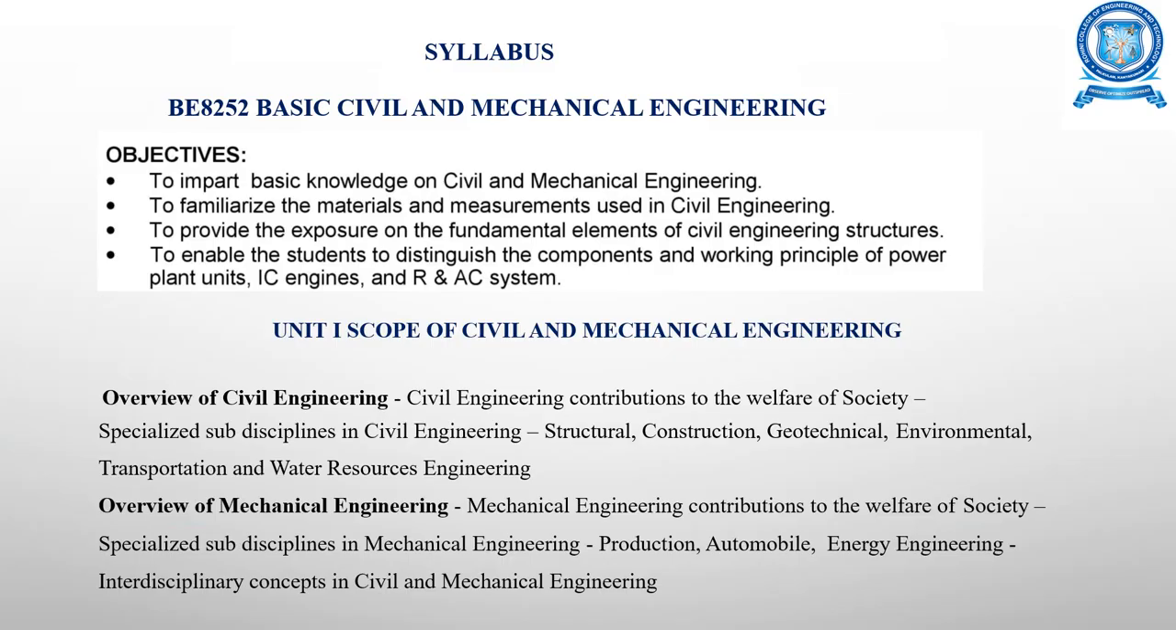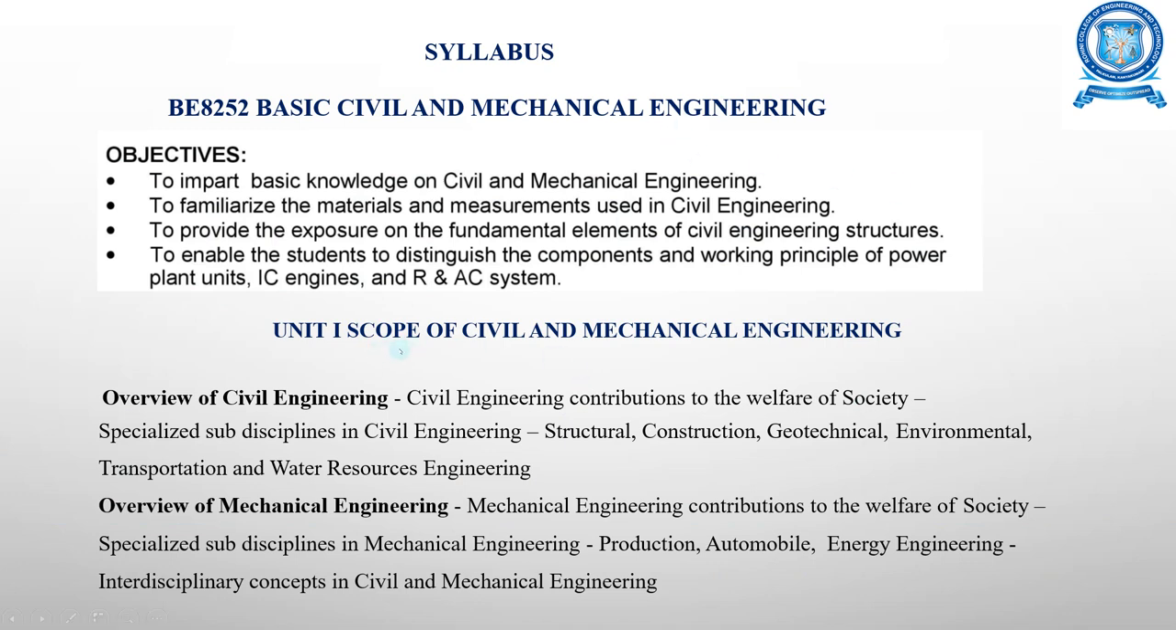So the objectives of studying this basic civil and mechanical engineering course is to impart basic knowledge on civil and mechanical engineering, and to familiarize the materials and measurements used in civil engineering, to provide the exposure on the fundamental elements of civil engineering structures, and to enable the students to distinguish the components and working principle of power plants units, internal combustion engines, and refrigeration and air conditioning system.